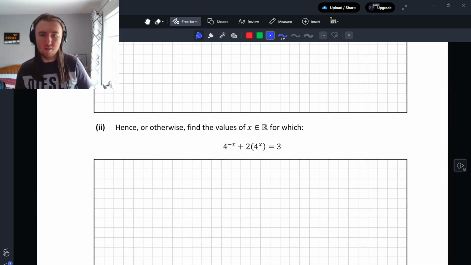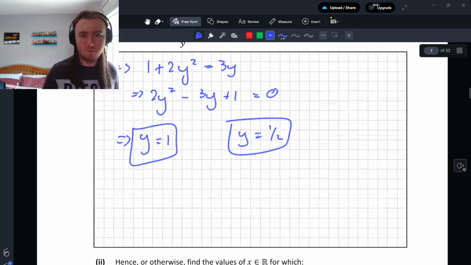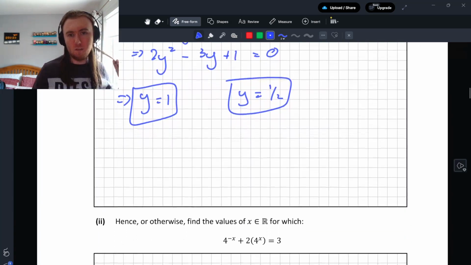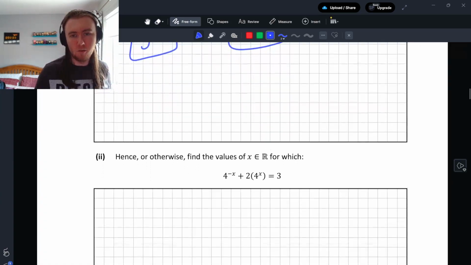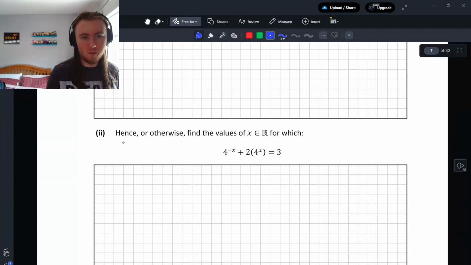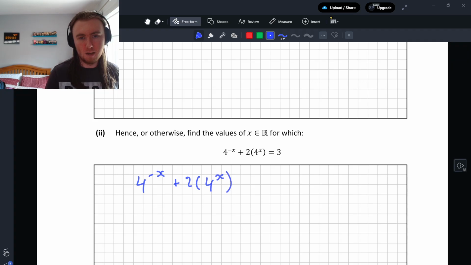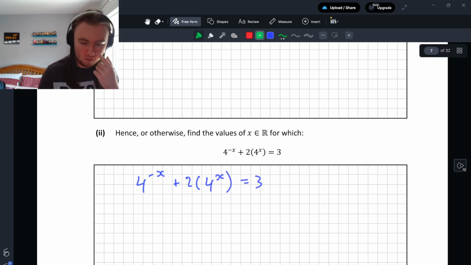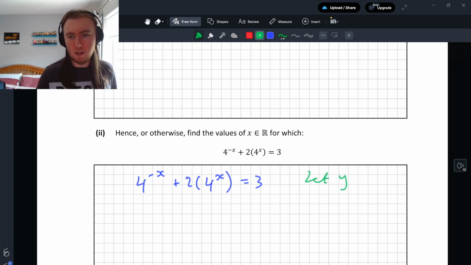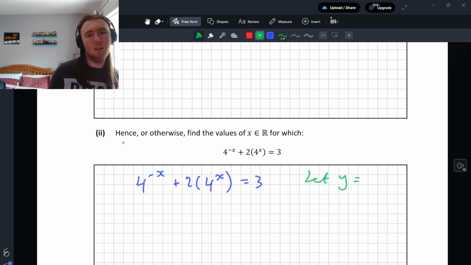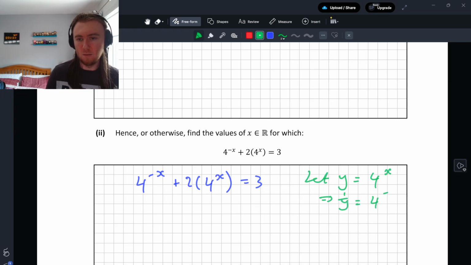And so otherwise, find the value of x in the reals for which that's true. So this is just a completely augmented form. 4 to the minus x plus 2 lots of 4 to the x is equal to 3. So what will I let y equal? Because that's just the same as 1 over 4 to the x, so I'll set y equal to 4 to the x, which implies 1 over y is 4 to the minus x.